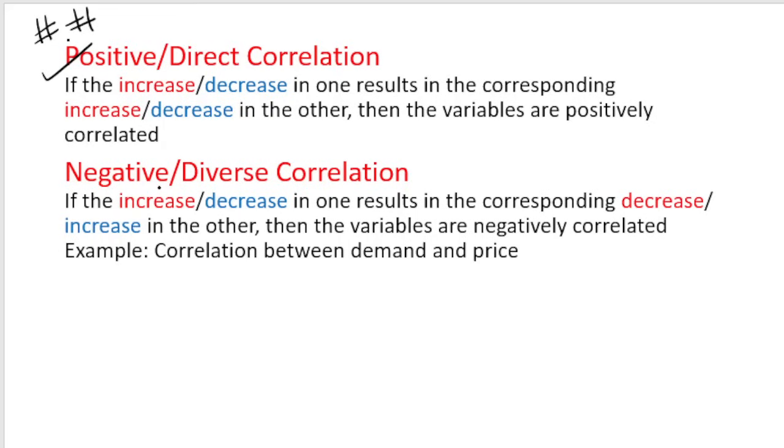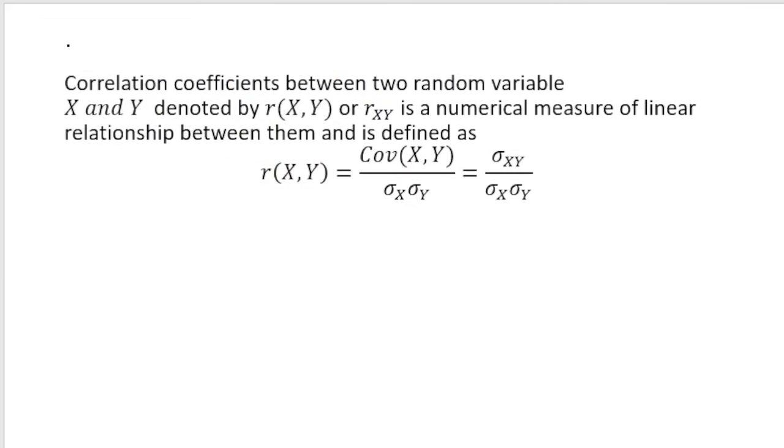When do you call it a negative correlation? If one increases, the other decreases, or one decreases, the other increases, then it is called negative correlation. Keep that in mind. The Karl Pearson coefficient of correlation gives us the measure of linear relationship. They may ask you what kind of measure the Karl Pearson coefficient of correlation gives. So it gives the measure of linear relationship between the two variables x and y.